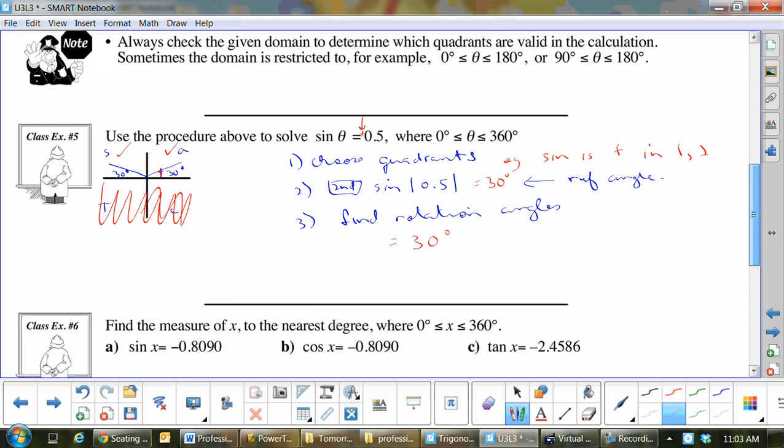How'd you get 150? Okay, and the second one you go 180 minus 30, and you'll get 150 degrees. So your answers are theta equals 30 degrees and 150 degrees. Okay, now put that into your calculator. Sine 30 equals, sine 150 equals.